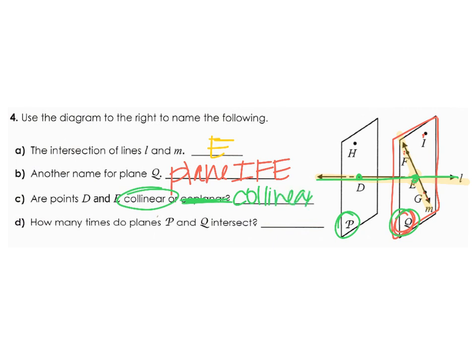And then how many times do plane P and Q intersect? The answer to this question is 0. They do not intersect. They never will meet. And we call these parallel planes because they will never intersect.